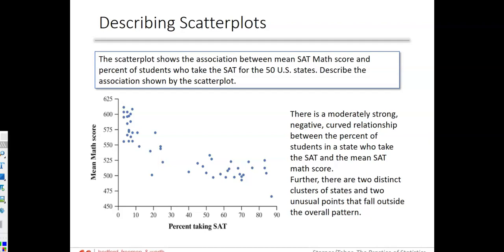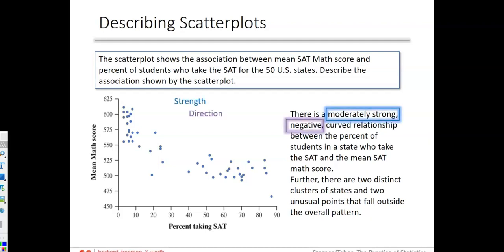So it does look like it maybe has a point there at like 20, 50. It looks a little unusual, maybe 88 and 465 or something. That point also looks a little bit unusual compared to the rest of the data. So two unusual points that don't fall in the pattern of that curved negative pattern there.